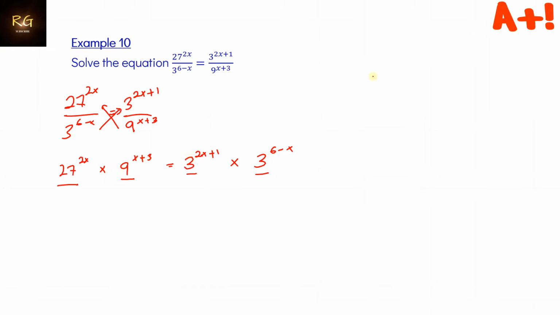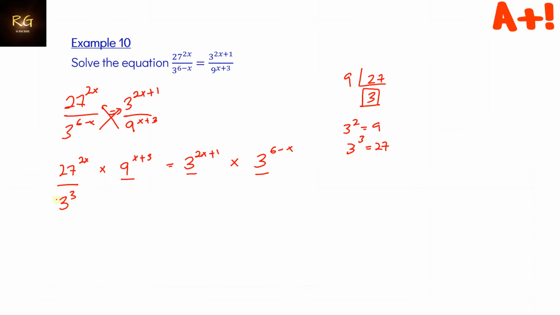So just to verify, let's try to divide 27 by 9. 27 divided by 9, we're getting 3, which means 3 is the common factor for both 9 and 27. So 3 to the power of 2 is equal to 9. 3 to the power of 3 is equal to 27. Alright, so what we need to do now, as usual, 27, we need to replace it with 3 to the power of 3. So let's do it.